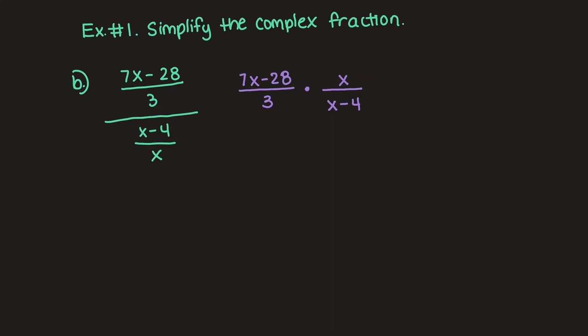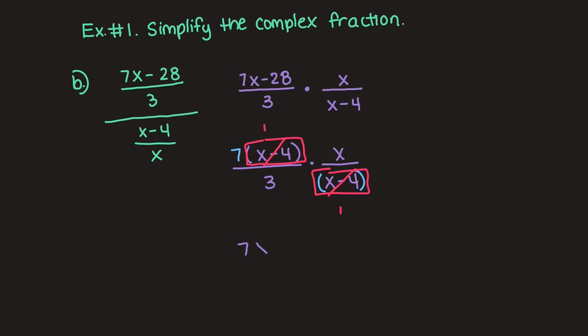Before we multiply across, let's see if we can divide out any common factors. Let's factor this numerator. We can factor out a GCF of 7, and now it looks like we can divide out the common factor x minus 4. Multiply across, and we get 7x over 3 as our answer. And we have simplified our complex fraction.